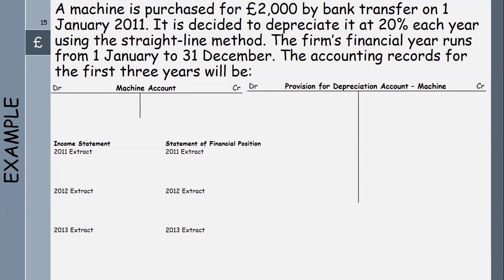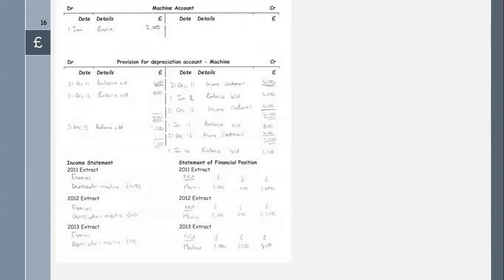And then what you do is you would balance that, and then you would start off the next year. So if I just show you, we can talk through it. So the machine account, like I said, bank 2,000. Then on the provision account, at the end of the first year, so the 31st December 2011, we put £400 on the credit side, and we call it income statement because we're transferring that to the income statement. We then balance that, so £400 on the debit side. Then we bring it down as a BD on the 1st of Jan 2012.